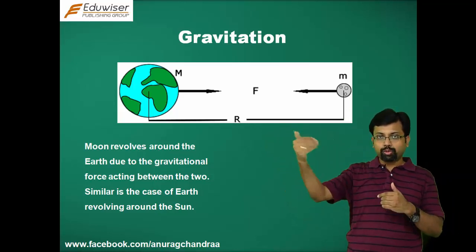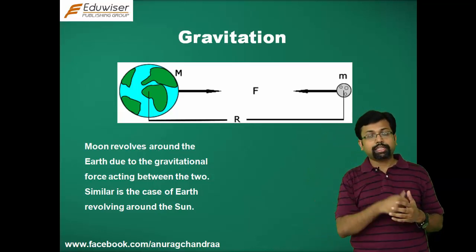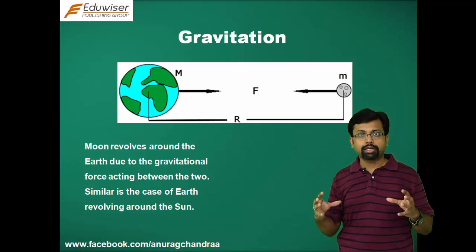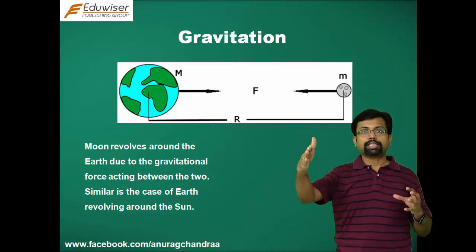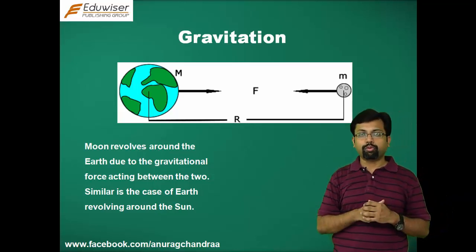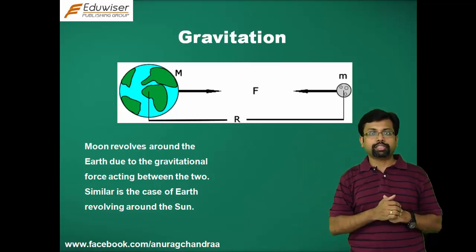It will not move towards the center, it will move in a direction tangential. So similar to that case, if the force between the moon and the earth stops to act, the moon is going to take a path that's tangential to the circular path that it was taking before. So the moon would move in a certain direction.